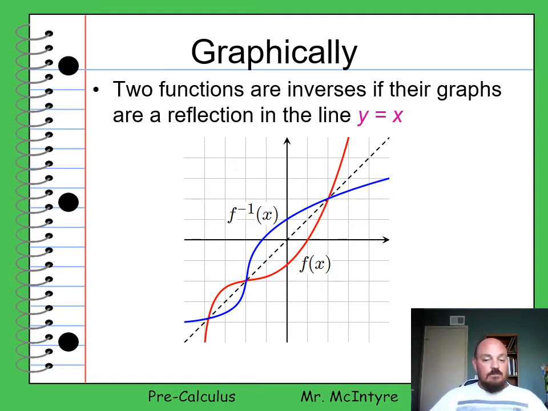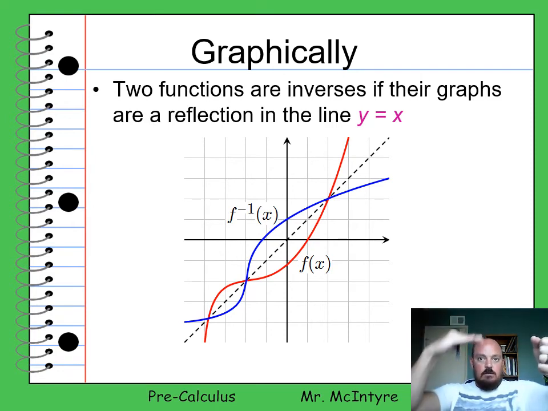Now, it's a difficult reflection to visualize. We're used to our reflections being either horizontal or vertical, like reflecting over the x-axis or over the y-axis, like when we did transformations. This is a diagonal reflection. It's a little bit harder to visualize, but remember, if you're working on paper, you can just turn your paper diagonally and just do a reflection up and down. It actually makes it very simple.